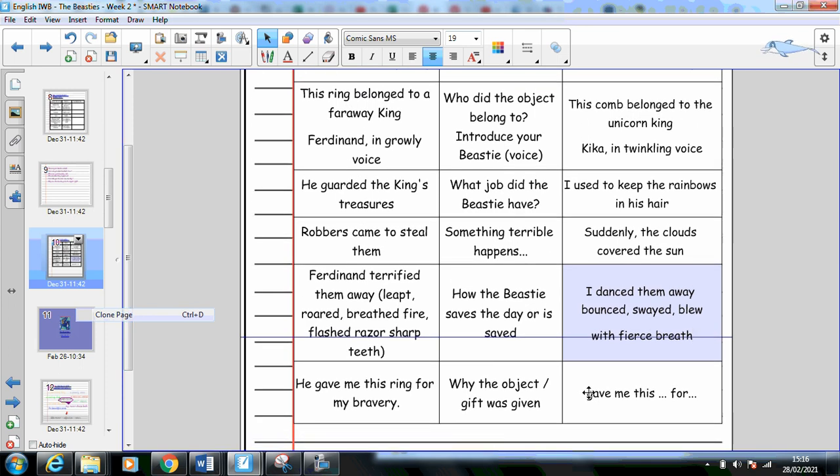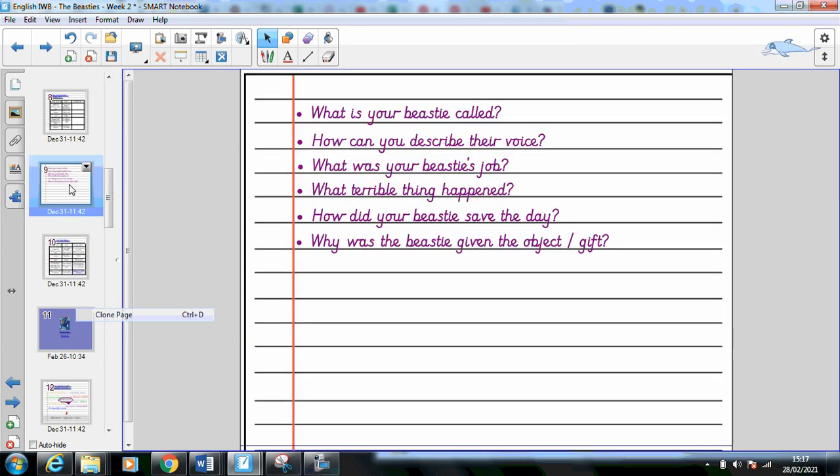And the Unicorn King, he gave me this comb for my energy. So I have filled out the key elements of the story, and that's in answer to the key questions. It just doesn't write the story, so I do not want you to write the story today, but it just gives you the answers to these key questions, which I'll post on the assignment.